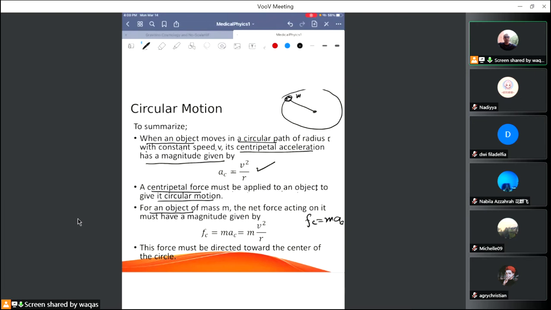Do you understand? From Newton's second law, we can write force equals ma. Now the acceleration is the centripetal acceleration, which is defined by this. So when I use this here, we have this formula. This is the formula of the centripetal force. This is our centripetal force, and this force is always directed toward the center of the circle.